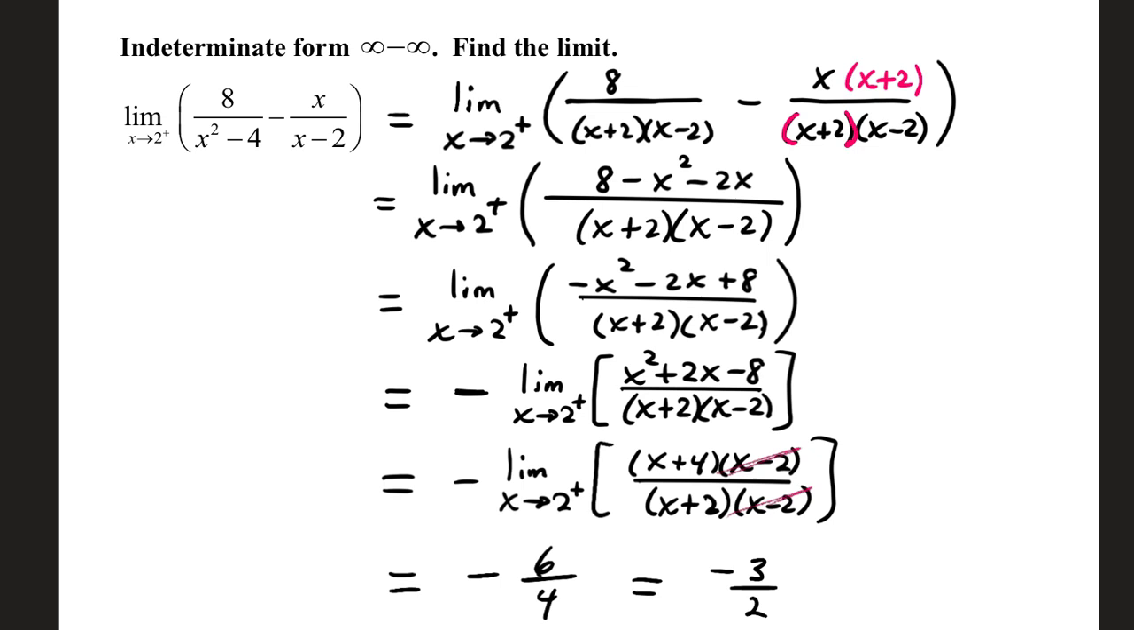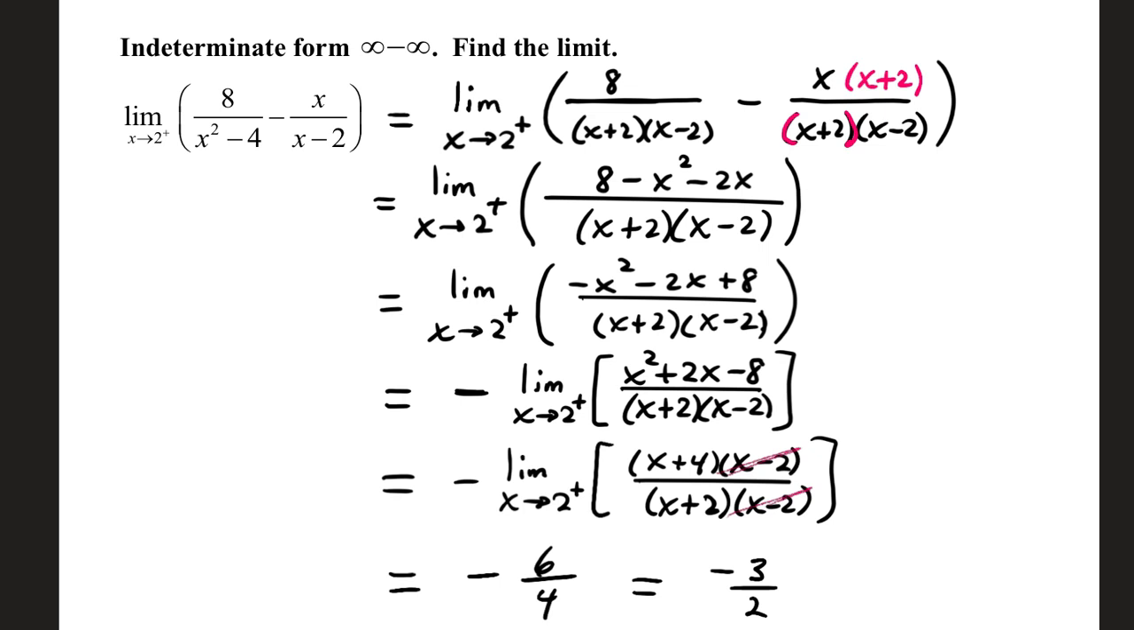As we merge these two fractions into one, the common denominator is x plus 2 times x minus 2. Across the top, we have 8 minus x squared minus 2x. Rearranging the order, that's negative x squared minus 2x plus 8 over x plus 2, x minus 2. I'm going to factor a negative out. It makes it easier to factor the numerator. So I'm going to change all three signs by factoring the negative out.